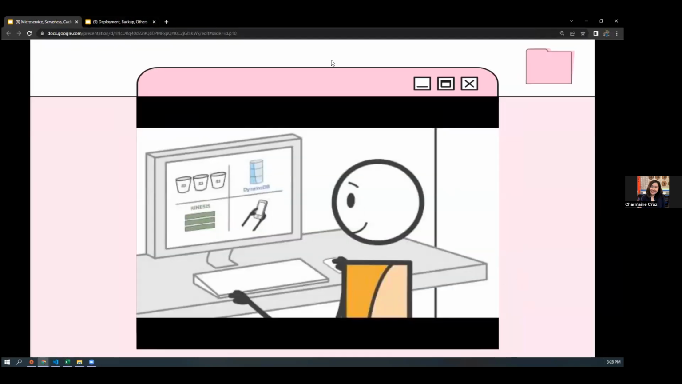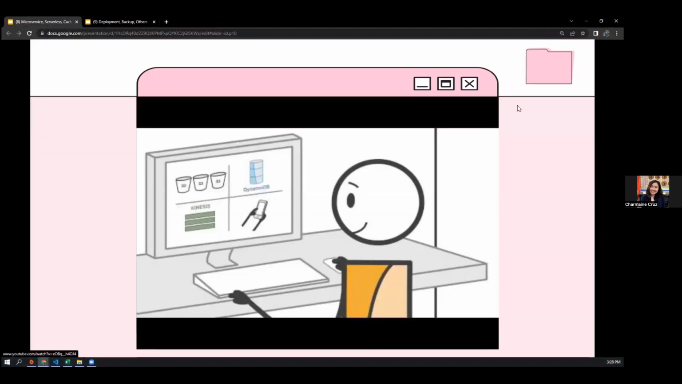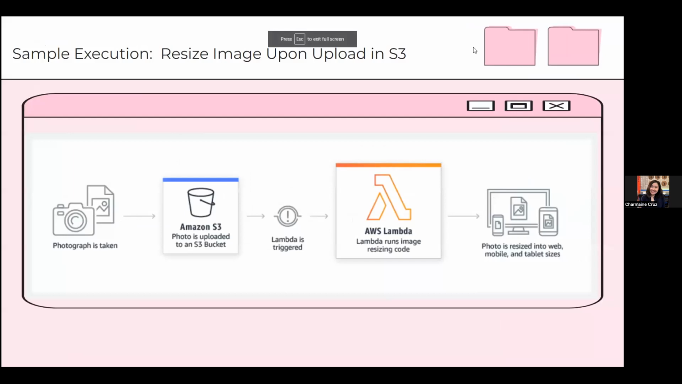Okay, AWS Lambda. Move on to the next. So here is an example of the pre-builds of AWS Lambda that was brought up: resizing an image upon upload in S3. The main event is waiting for S3 to have a new image uploaded to its bucket.